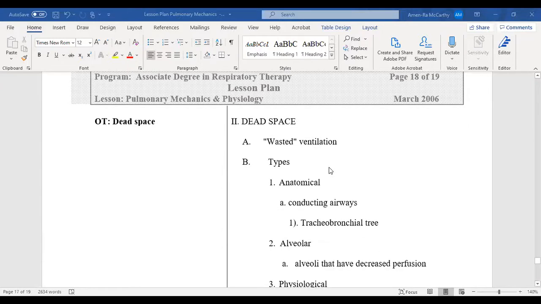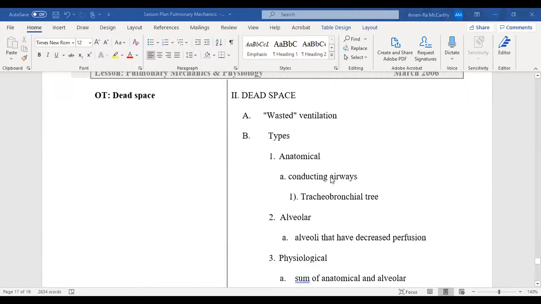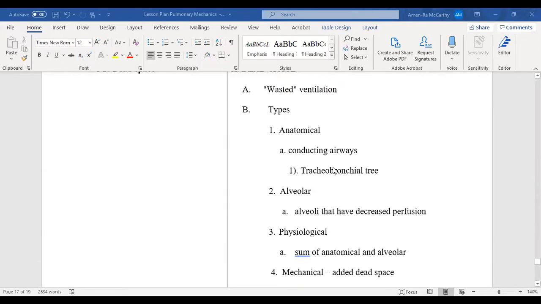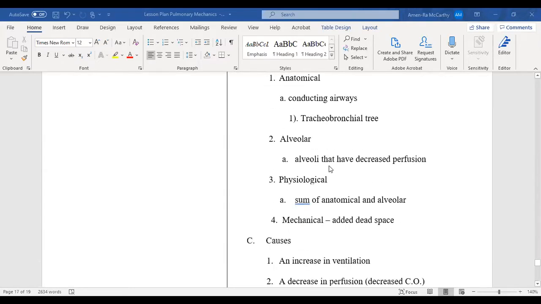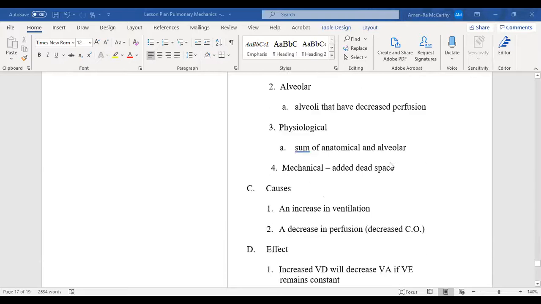Okay? And here's the dead space. We already talked about this part. I told you that dead space, you have anatomical, which we know is in the conducting airways. Alveolar is the alveoli that are decreased perfusion, right? You got air but no blood. That's alveolar dead space. Physiological dead space would be a sum of anatomical and alveolar.